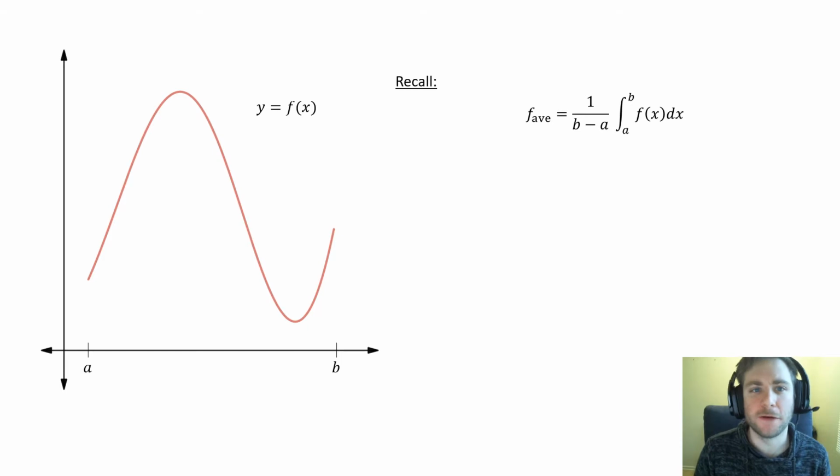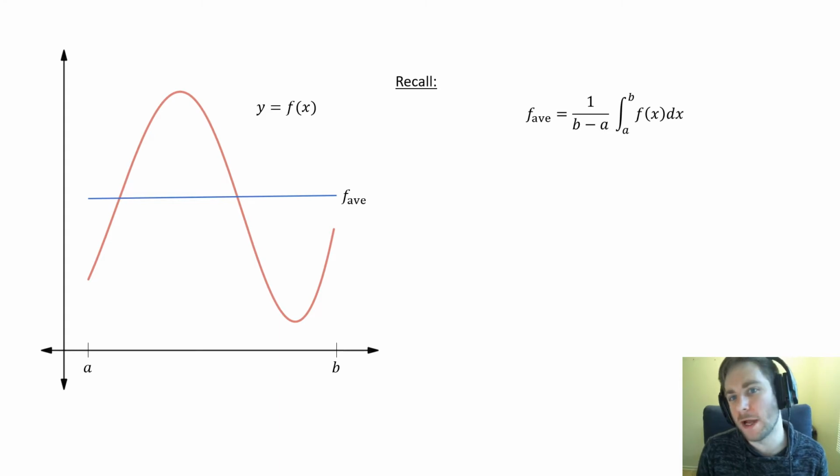So here's the formula for f_av, which I gave you before. And just to remind you, f_av can be thought of as the average y value, or in other words, the average height of all the points on the curve. And that could be visualized by this blue line. Now, let's provide a proof of why this formula is correct.